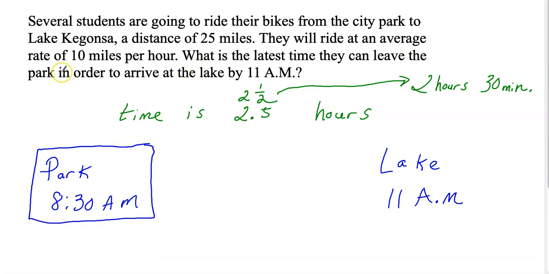It says, what is the latest time they can leave the park in order to arrive at the lake by 11 a.m.? Well, they'll need to leave the park at 8:30 a.m. to arrive at the lake by 11 a.m. And you can double check it. If you add 2 hours and 30 minutes to 8:30 a.m., you'll get 11 a.m. Let's just do that real quick as a double check. 8:30 a.m., 9:30 a.m., 10:30 a.m., plus 30 more minutes is 11 a.m. So my answer is 8:30 a.m.